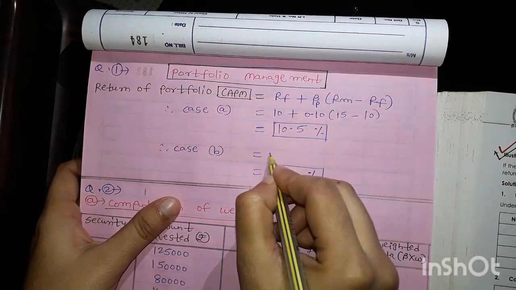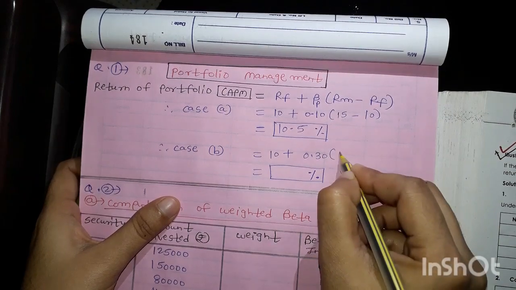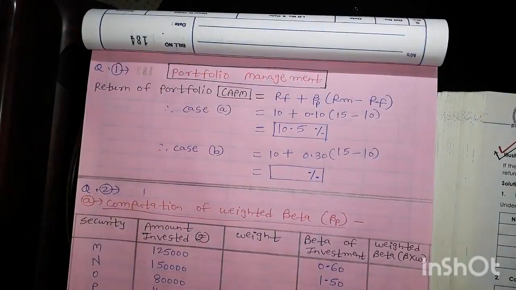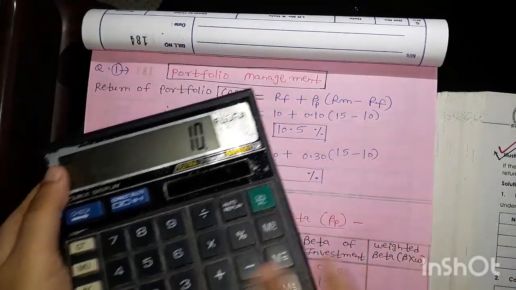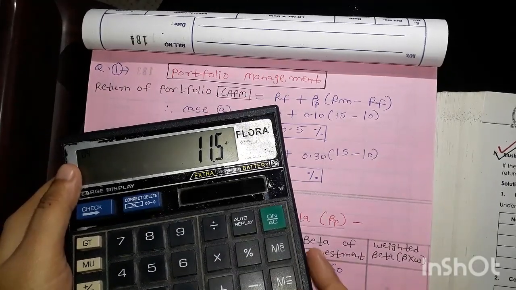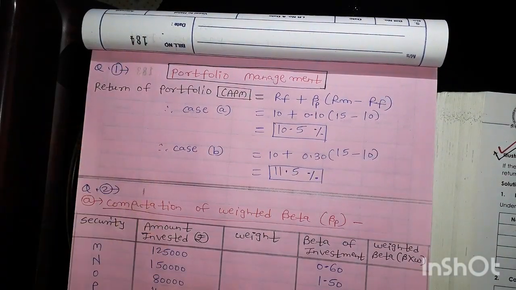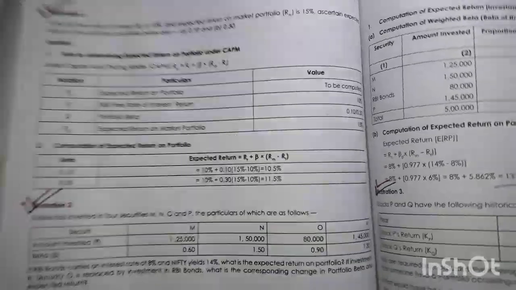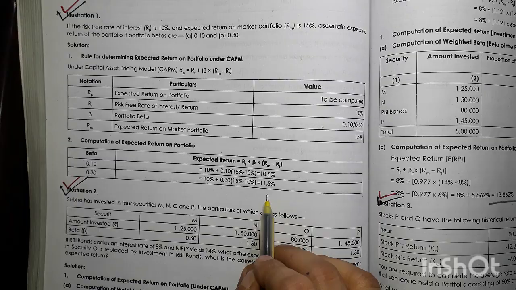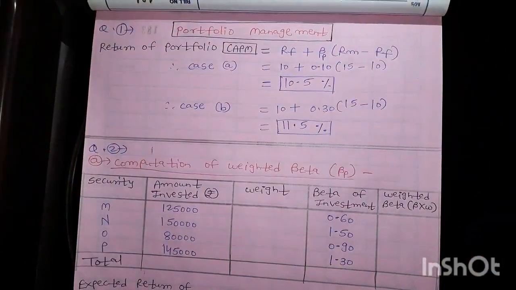Second, RF is 10, beta is 0.30. After that RM is 15% minus RF is 10%. Let's see, 15 minus 10, उसके बाद multiplied by 0.3 और plus 10. So answer is 11.5%. So let's check the answer in the study material. This is the first answer, 10.5%, and this is the second answer, that is 11.5%. So here we have completed illustration number 1.